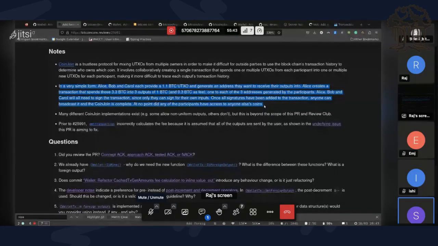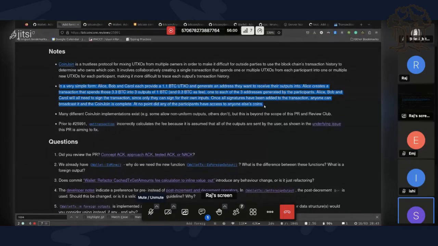Both inside of inputs and outputs. I'm Alice, so I know my address. I do not know Bob's and Carol's address. Yes, and I can identify that Bob's and Carol's are not mine.